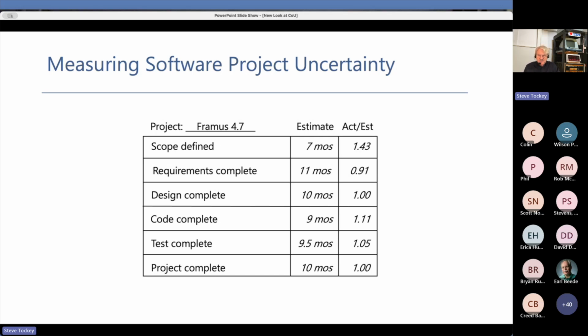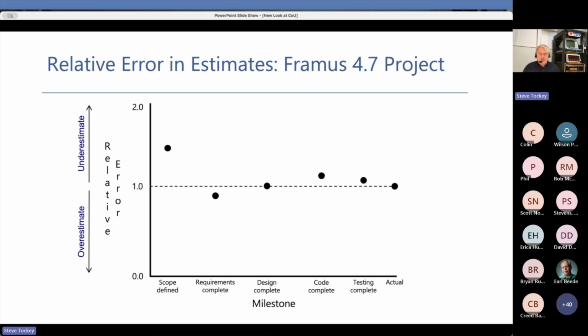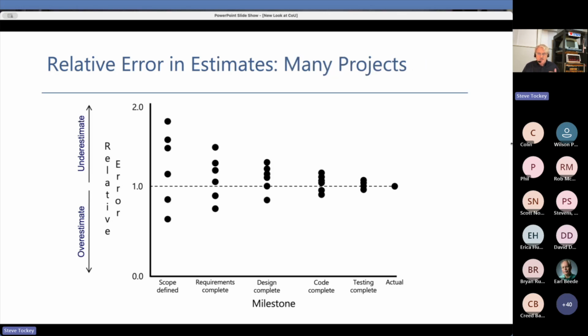And so what we're going to do is take those relative errors, that is, the actual divided by the estimate, and just plot them on a graph. And so hopefully you can see the pointer, but here is the 1.43. Here is the 0.91, here is the 1.0, et cetera, et cetera. And this is all for that one Framus 4.7 project. But see now, if I repeat this for many projects and plot their relative errors, then we should hopefully start to see a pattern up here where at each estimate point, I have the same number of dots.